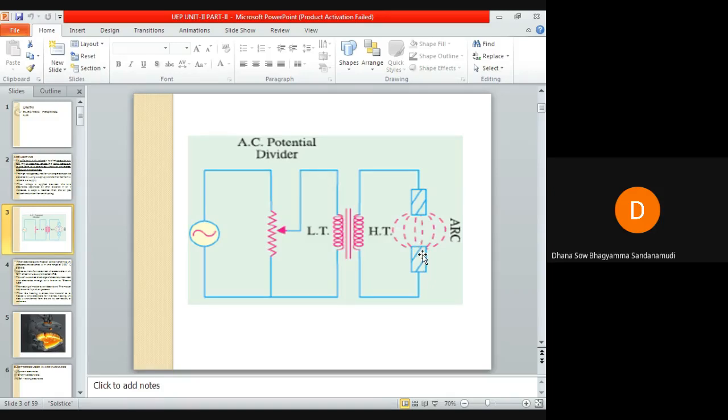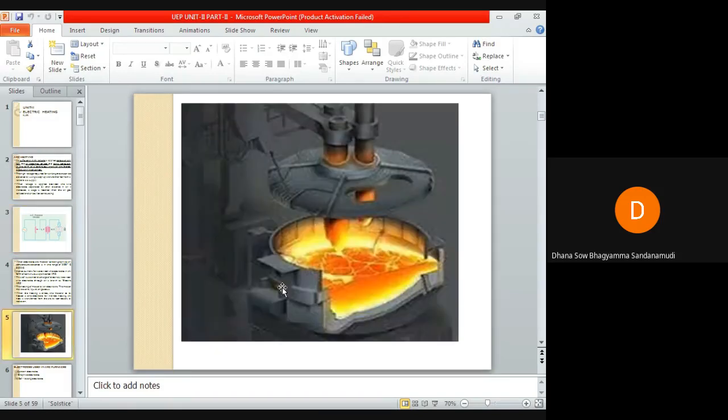If the substance that is to be heated is not in direct contact with the heating element, then the heat is transferred to that substance either by convection or radiation. Such heating is known as indirect arc heating, similar to your resistance heating. In resistance heating also we have seen two types of heating methods: direct resistance heating and indirect resistance heating. Similarly here also, direct arc heating and indirect arc heating.